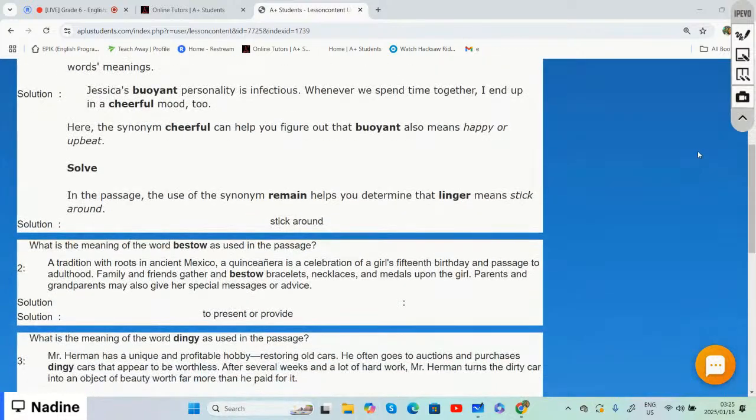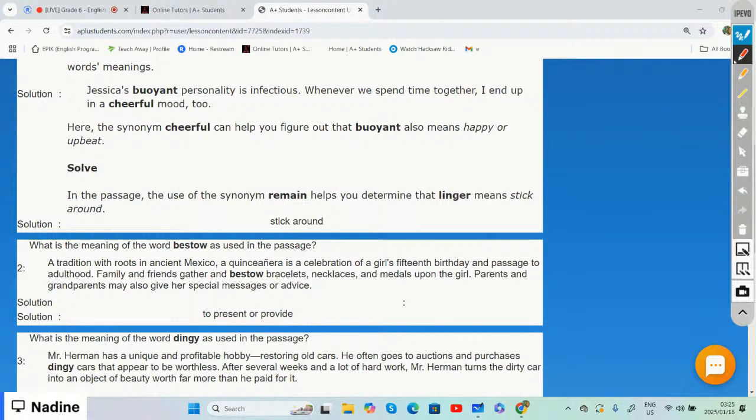All right. It says, what is the meaning of the word bestow? It's like I bestow that upon you, to bestow, as used in the context or in the passage. It says, a tradition with roots in ancient Mexico. Oh, I don't know this word.